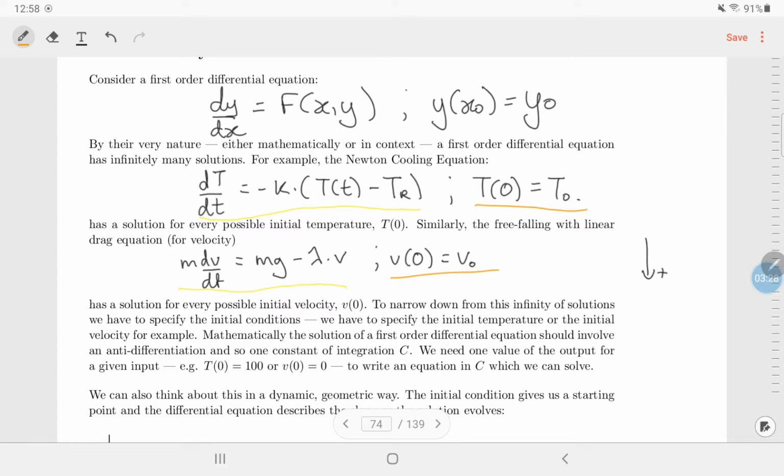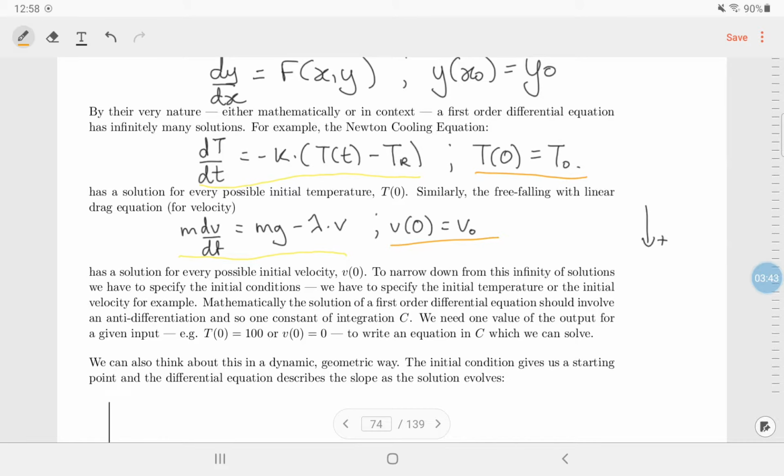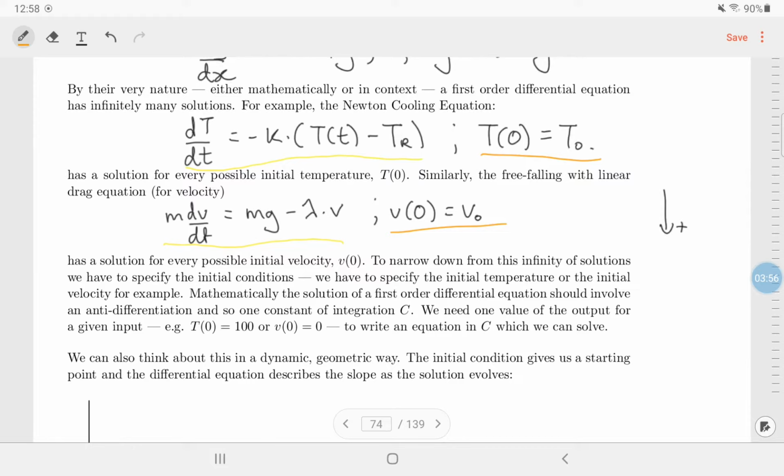So this is similar to in differential equations. Say you're doing undetermined coefficients and you got an a and a b. So there's infinitely many solutions there, but if you can specify some initial conditions, you can find that a and that b. And usually in Laplace, there will be initial conditions given. So narrow down from this infinity of solutions in yellow, we have to specify the initial conditions in orange. We have to specify the initial temperature or the initial velocity, for example.